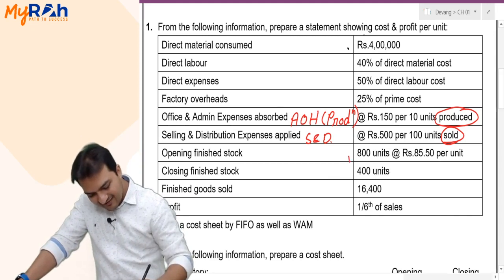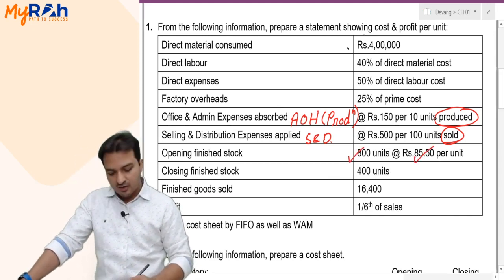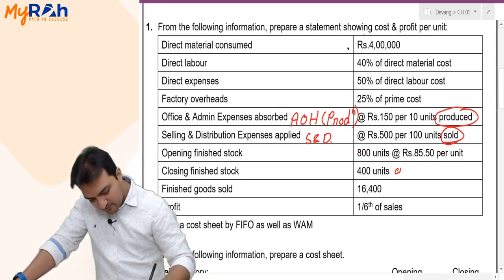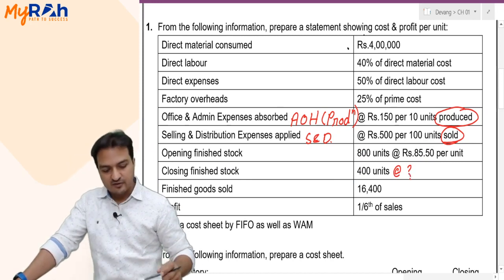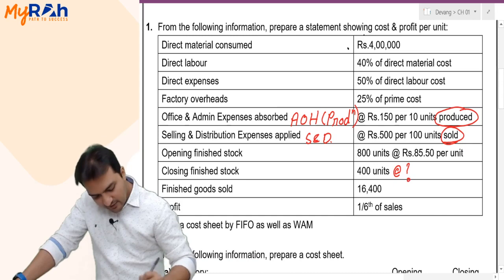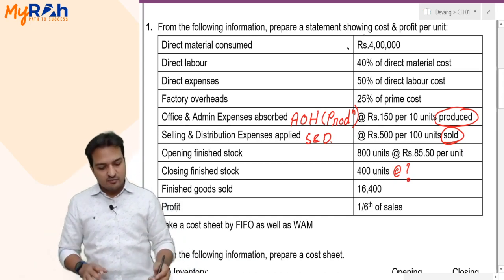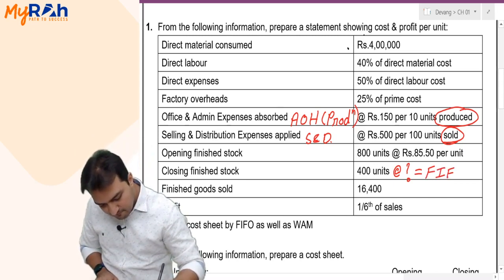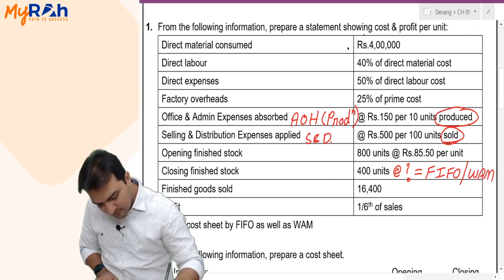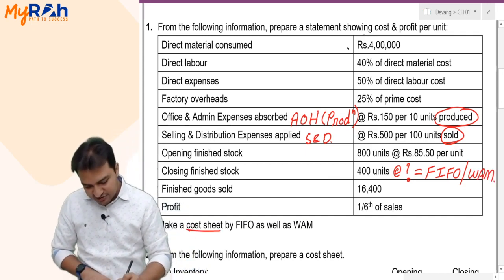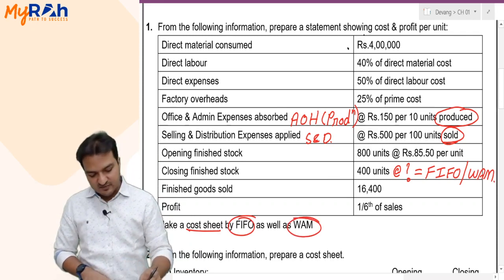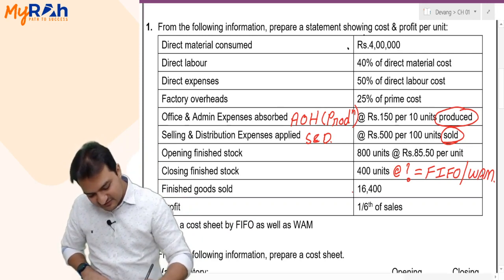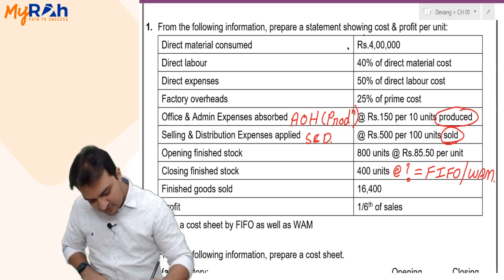Yeah, you're given opening finished stock. Opening FG you are given 800 units at 85.5 per unit. Closing FG you are given 400 units. But notice, for closing FG your rate of valuation is not given. Not given because you have to find that by FIFO method or weighted average method. The question is asking you to make a cost sheet by both FIFO as well as weighted average method. That is what we will be doing. And further, you are given finished goods sold as 16,400 units. Consider this is also units.